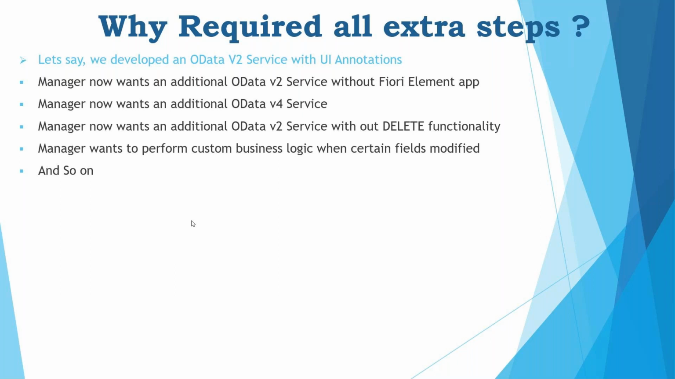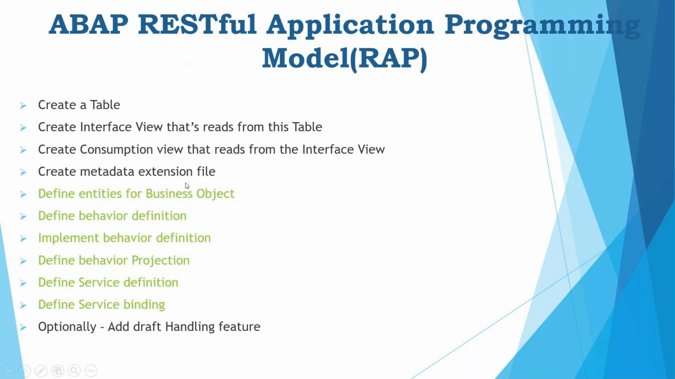Bobby, can you go to the previous slide? Yeah, sure. Here you said define entities of a business object. Can you elaborate more on this point? See, in RAP we call it a business object. A business object is nothing but a parent CDS view. For example, let's take sales order header and sales order item. What is the parent here? Sales order header, right? And the child is sales order item.